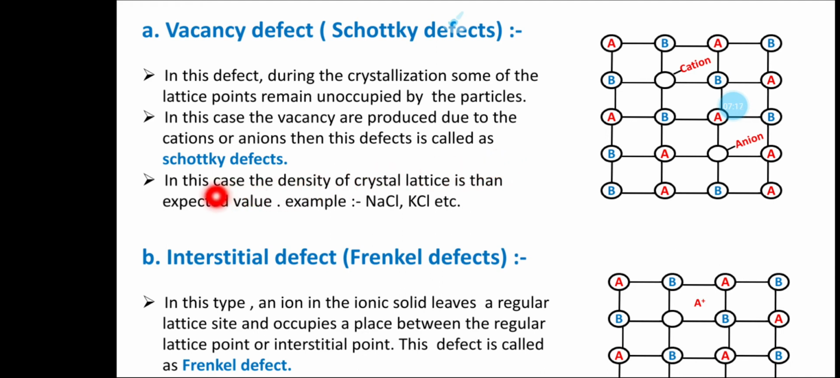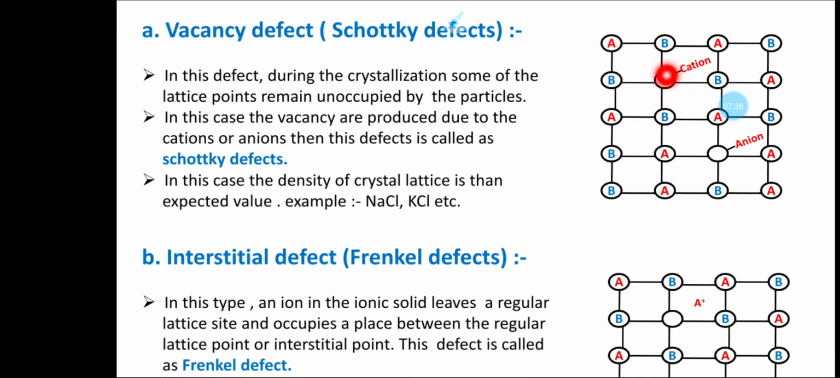For example, these defects are generally observed in sodium chloride, potassium chloride. If you see the schematic representation, suppose A is cation, B is anion, then again cation, anion. So in this way the crystal is formed. So this is the lattice point.